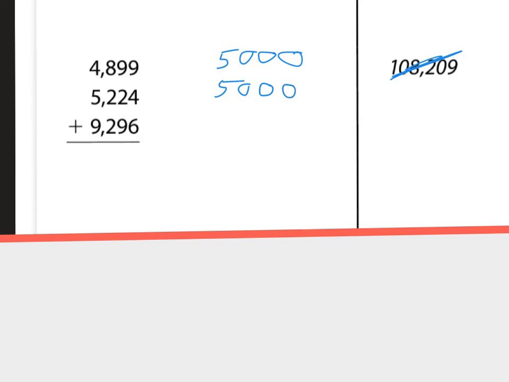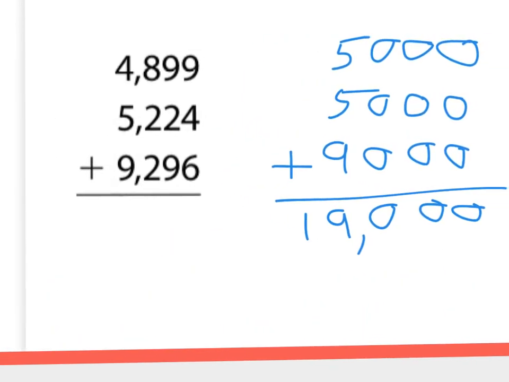All right, and then the last one to the nearest thousands place, 9,296. We'll round to 9,000. Add all those together, and you get a sum of 19,000. All right, let's go ahead and add these up and see what we get.